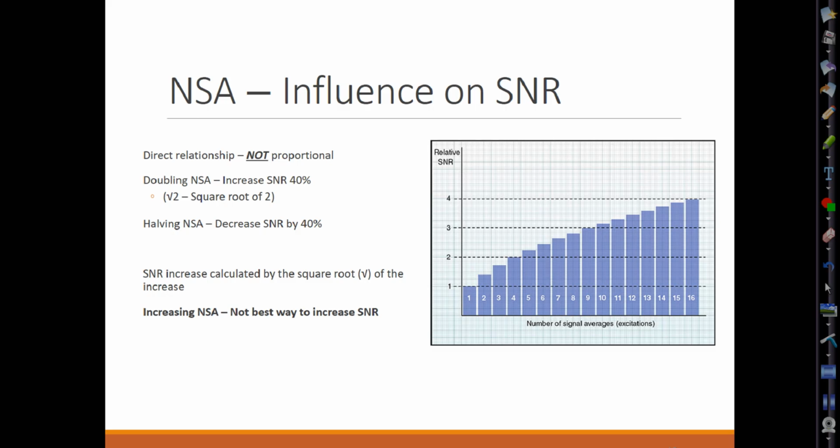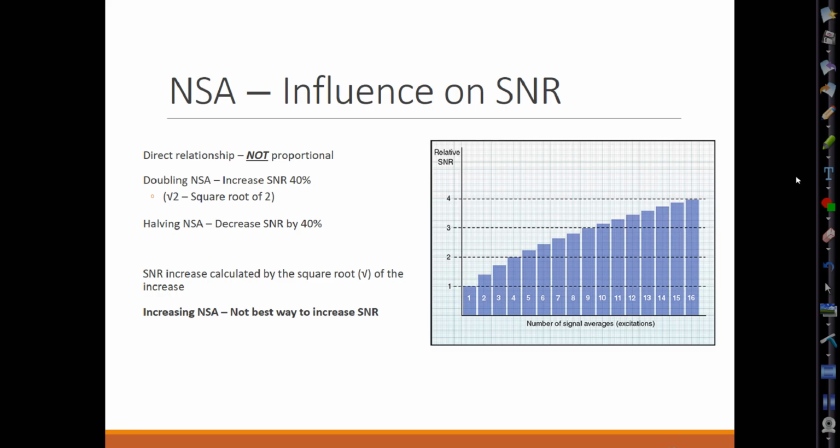And they get that number because whatever you increase your NEX to, you have to take the square root of that. So if you increase your NEX to 3, you take the square root of 3. So you can see here how as you increase your NSA, your increase of signal starts to plateau out. So it's not always the best way to increase signal. It's good for that initial bump, going from 1 NEX to 2 NEX, because we get 40% increase. But after that, our percentage of increase goes down steadily.